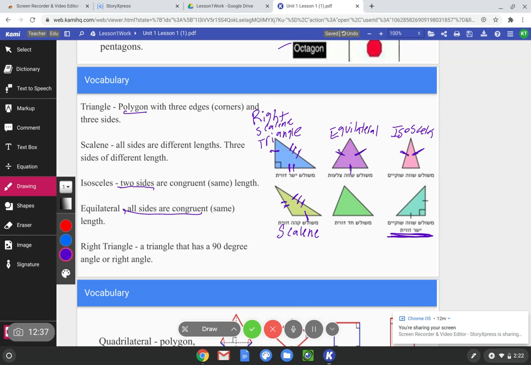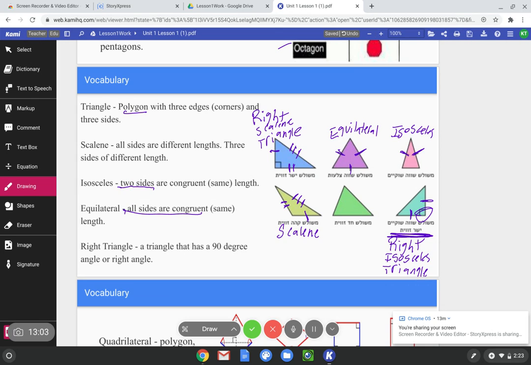Okay, now that you've unpaused the video, let's give this triangle its full name. It would be a right isosceles triangle. And that is because it has the right angle, and then it has two sides that are congruent in length.